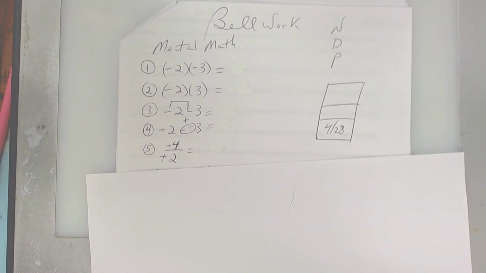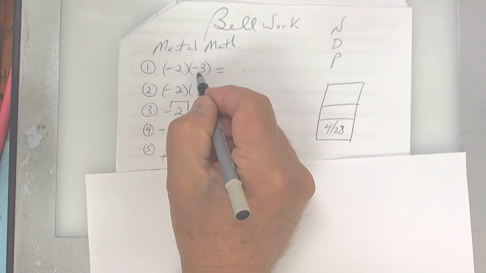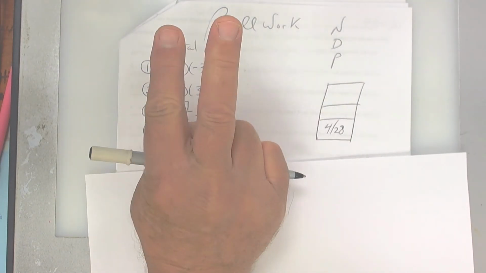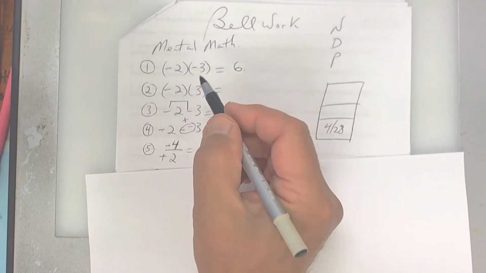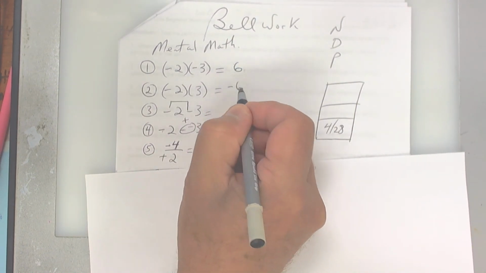Okay, now we're ready. Let's talk about mental math here. What we have is we're multiplying when they're right next to each other. A negative times a negative: 2 negatives is a positive. 1 negative is a negative.